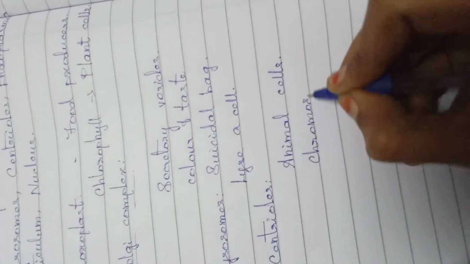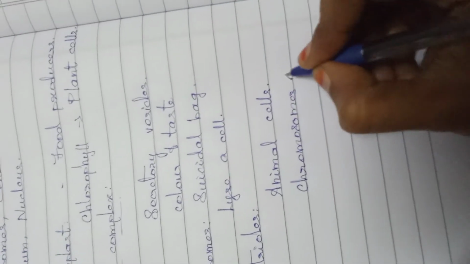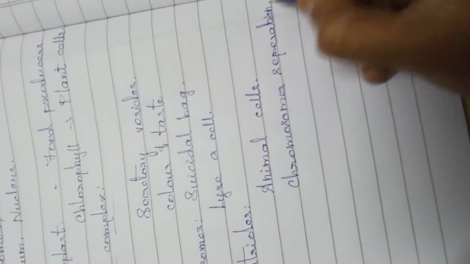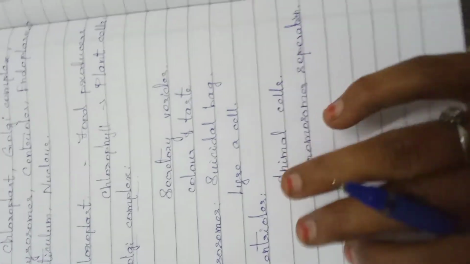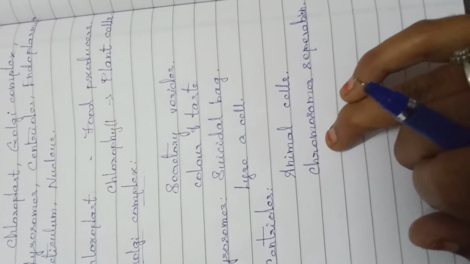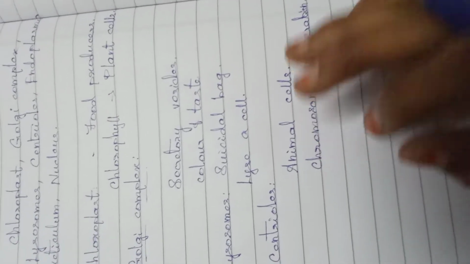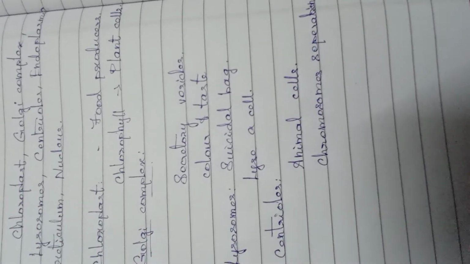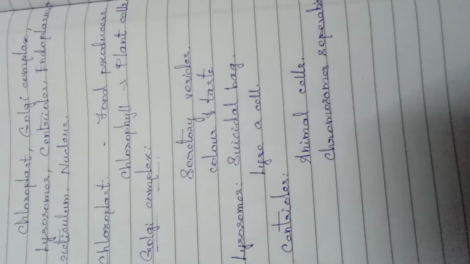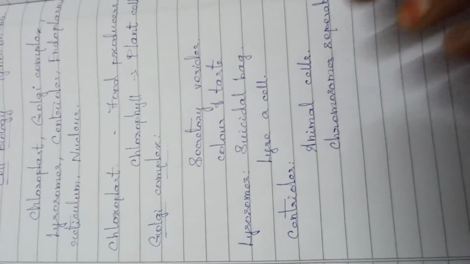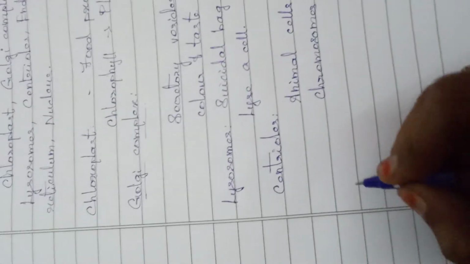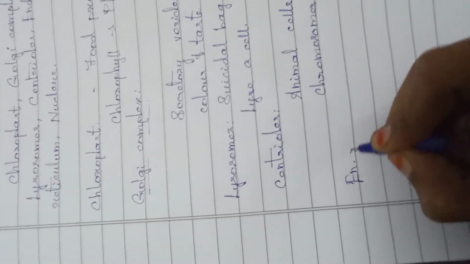What are chromosomes? The chromosomes are transmitted during cell division from one generation to another. The genetic characters, almost everything, are carried through these chromosomes. During cell division, the chromosomes need to be separated. That process is carried out by the centrioles, which are only in animal cells, not in plant cells. And then the next one is the endoplasmic reticulum.